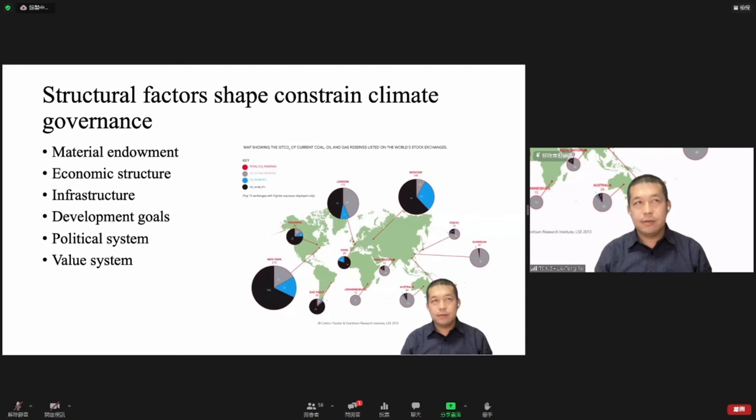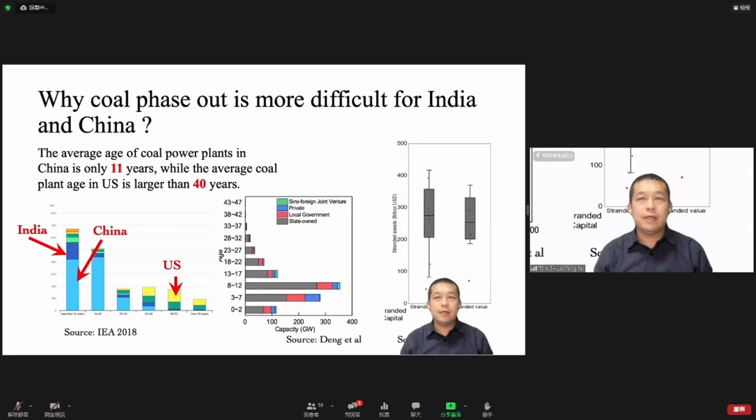And those energy endowments and economic structures, with developing countries dominated by heavy industry and developed countries dominated by light industry and services, and also the infrastructure we have discussed, development goals, political systems, and value systems, are structural factors which shape and constrain climate governance. These structural factors constrain different countries to agree or disagree on specific targets in the international negotiation. And also, we talk about the infrastructures, which also play a role.